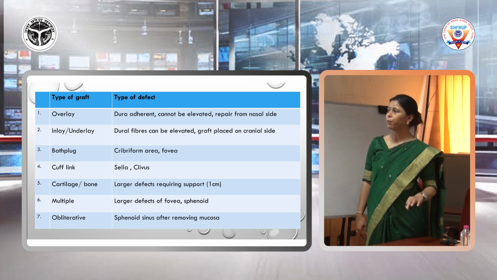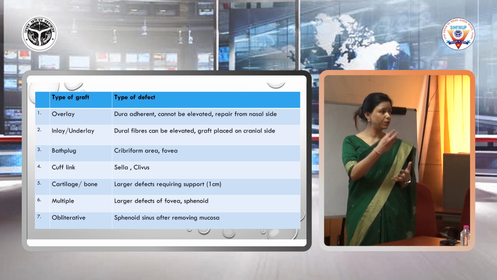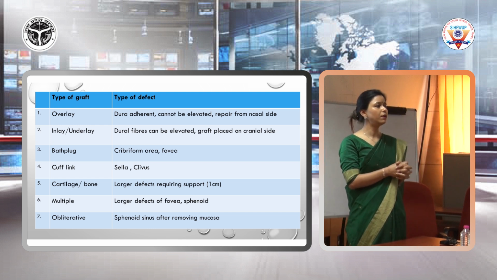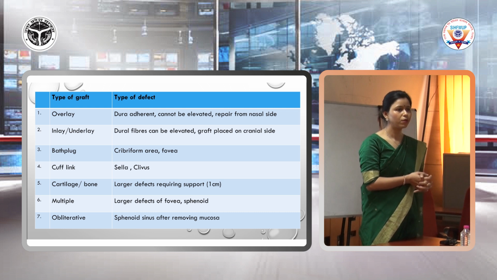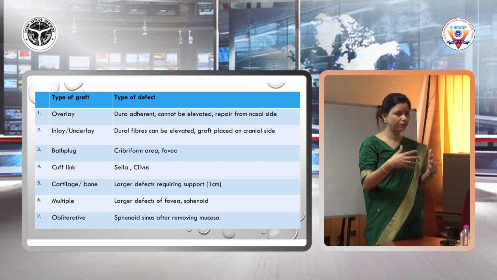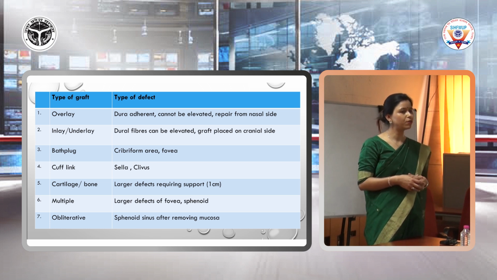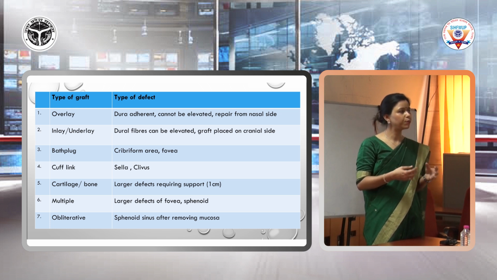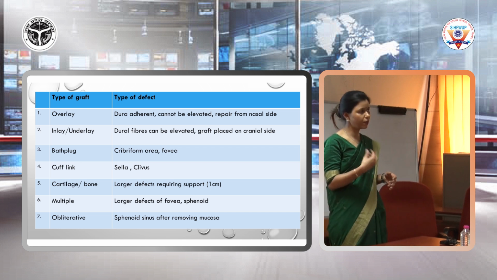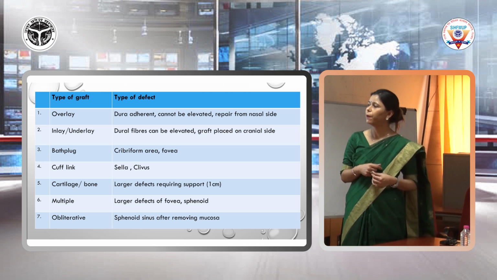Then bath plug technique in the cribriform area and the fovea. So we all know the bath plug technique. We take a fat. The fat is harvested from the best preferred sites, which are the thigh or the earlobe, because it is fibrous and it is well knit. The fat cells are well knit, while the abdominal fat is very loose, it is not very fibrous. So the preferred areas are either while you are harvesting the fascia lata, there itself you take the fat, or from the lobule also. In small defects you can take it from the lobule.